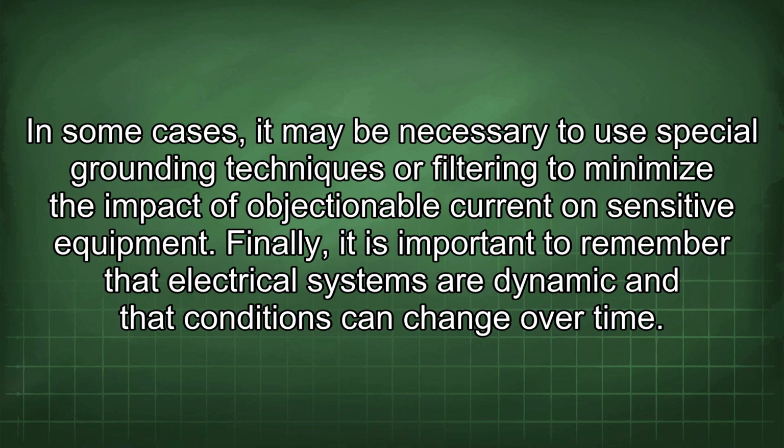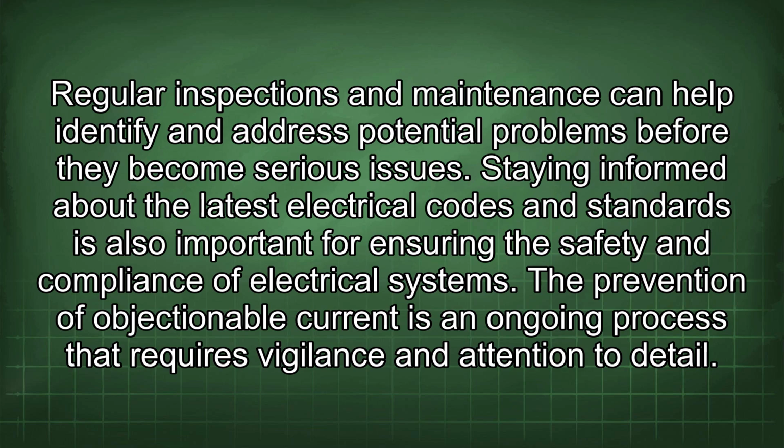Finally, it is important to remember that electrical systems are dynamic and that conditions can change over time. Regular inspections and maintenance can help identify and address potential problems before they become serious issues. Staying informed about the latest electrical codes and standards is also important for ensuring the safety and compliance of electrical systems. The prevention of objectionable current is an ongoing process that requires vigilance and attention to detail.